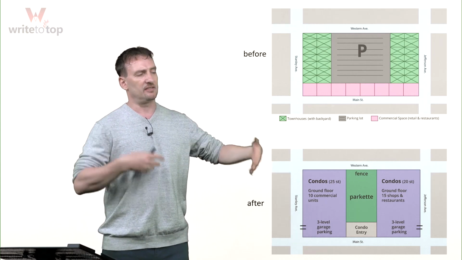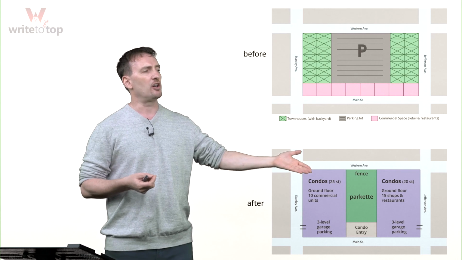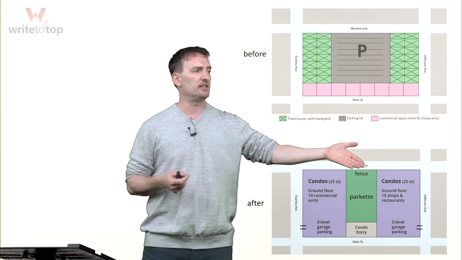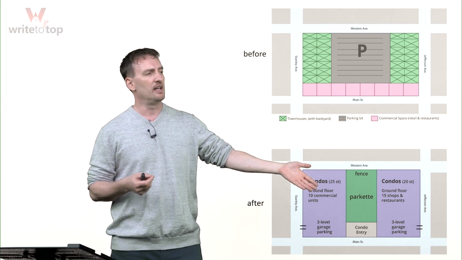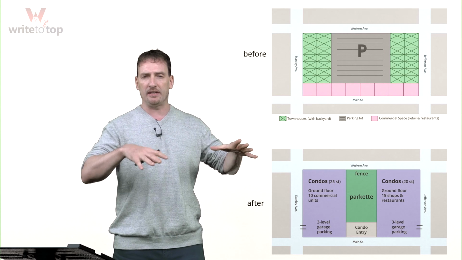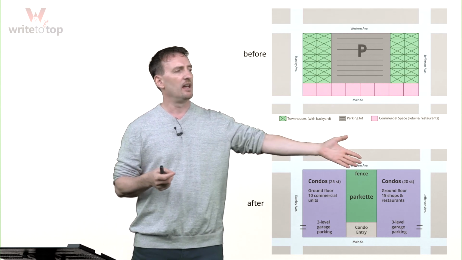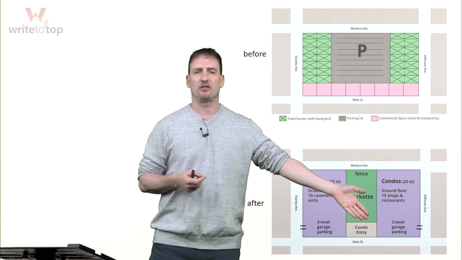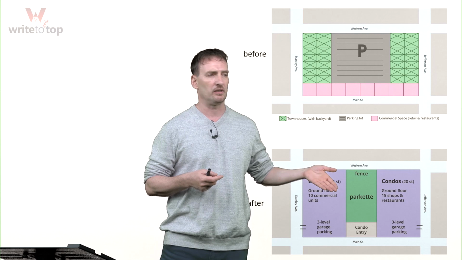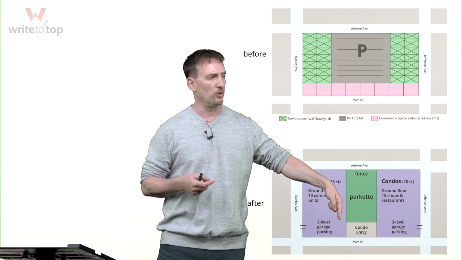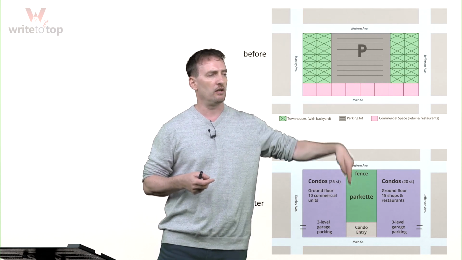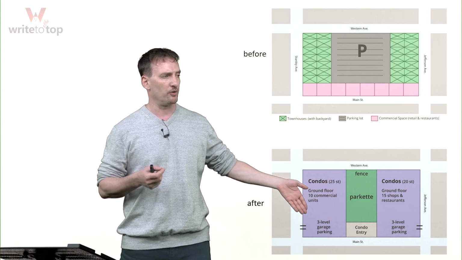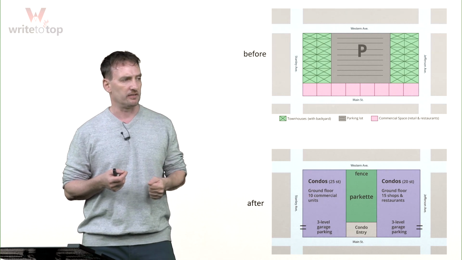So the change after that, you had two condo towers. One has 20 stories, the other has 25 stories. The ground floor of the condominium towers are all commercial spaces and retail shops and restaurants on that side. There's a central condo entry, so if you want to get into either building, you go through here, then come in through here, go here, and then go up. And there's underground parking garages in both condos with access on the side streets, okay?